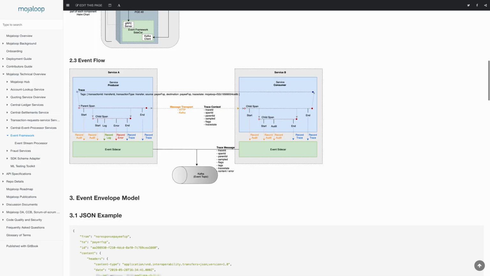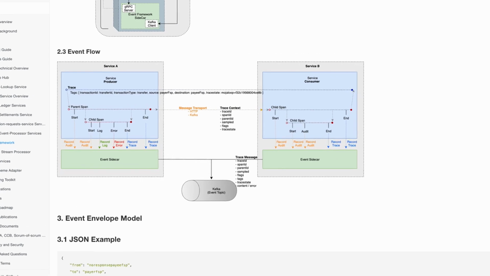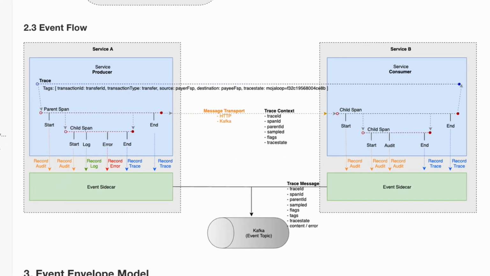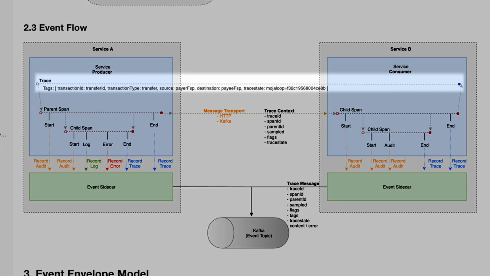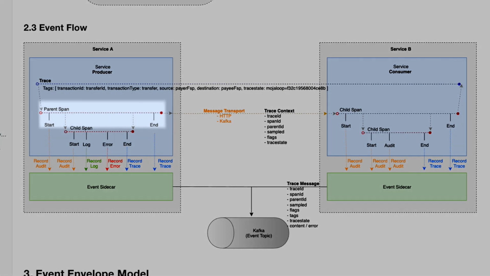Let's talk about distributed tracing. Below, we have the event flow diagram, which shows how two services interact with each other. Let's break some of these elements down. First, we have a trace. This represents the end-to-end flow of a distributed trace over distributed components, like service A and service B here. Below that, we have a span. This is the primary building block of a distributed trace. It represents an individual unit of work done in a distributed system.